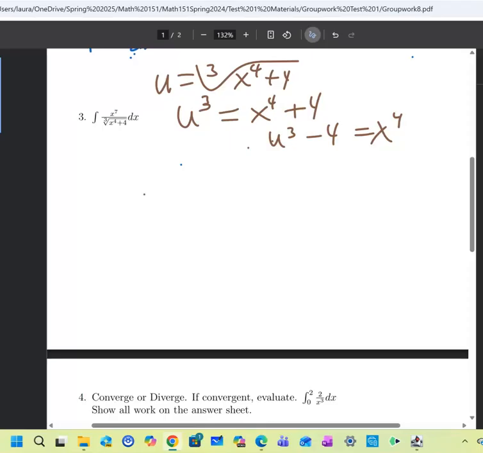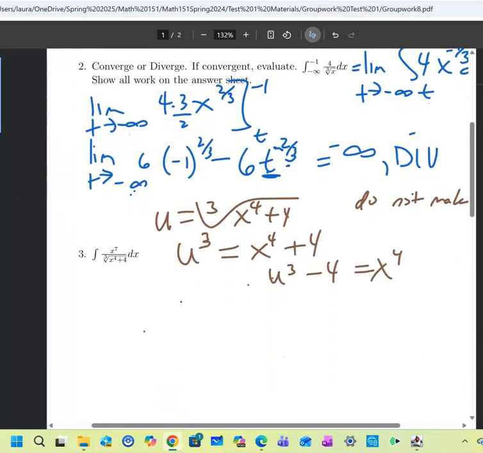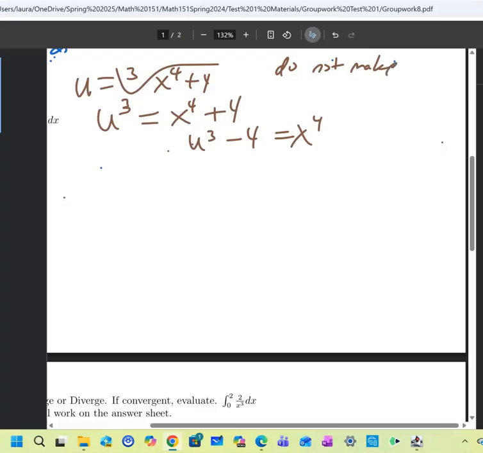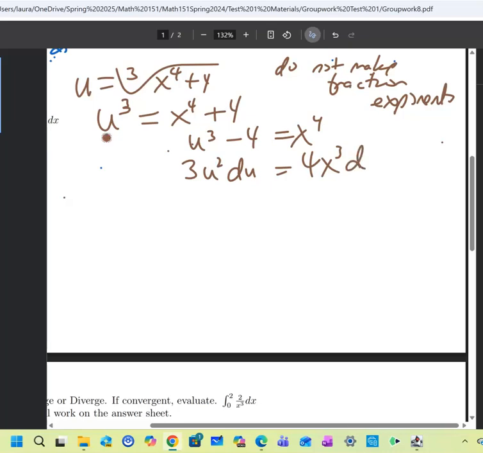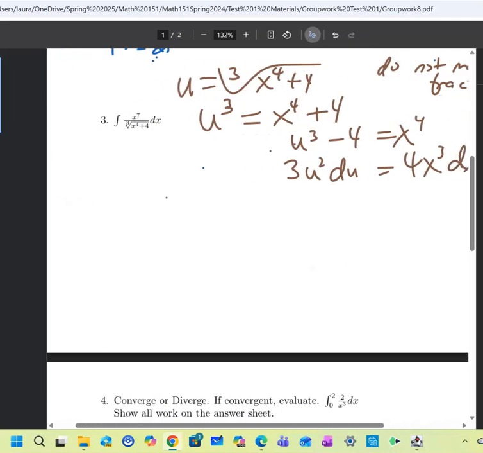Do not make fraction exponents when you're doing this tricky u. So don't take to the 1/4 of both sides. Stop here and take the derivative. So 3u squared du equals 4x to the 3rd dx. So I'm going to make this u substitution work.